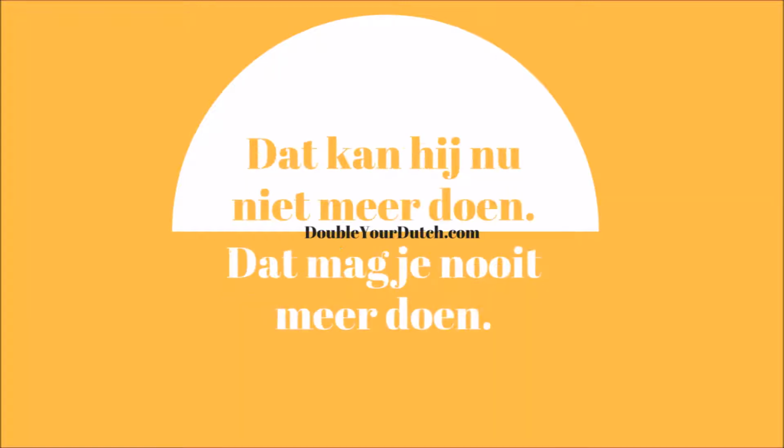Okay. Next sentence. Dat kan hij nu niet meer doen. So that he can now no longer do. Meer is more. Niet is not. So not more, literally. So it basically means not anymore, not any longer. Yeah? So he can now not do that anymore. Yeah, and the sentence structure again has the verb to do at the end. Dat kan hij nu niet meer doen.